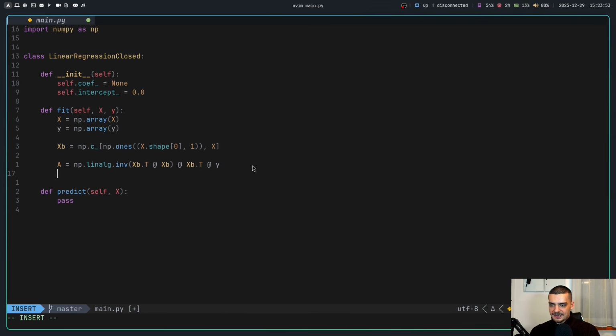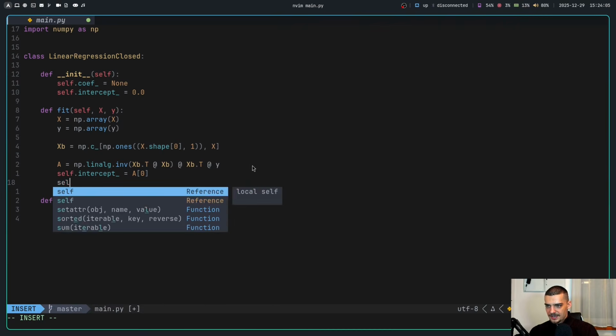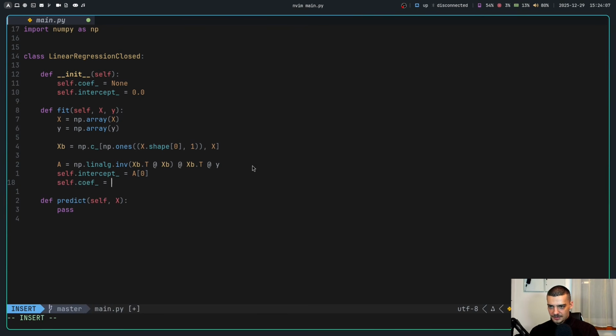And now we can just say that our coefficients, or let's start with the intercept. The intercept is going to be the first element of the resulting matrix, so the first row, so to say, and the coefficients are going to be the rest of this matrix. This is basically all you need to do the training.